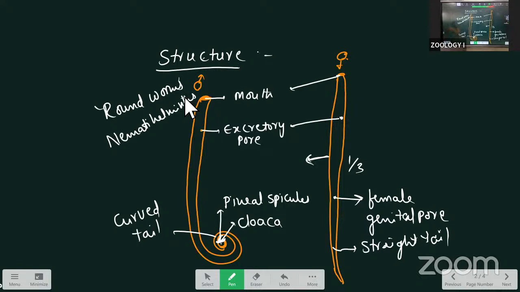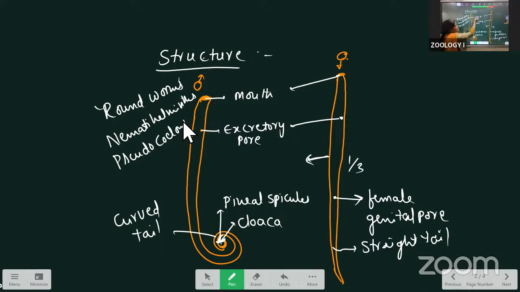These are pseudocoelomates, and the sexual dimorphism is distinct. Male and female worms are different. The common features are that they are cylindrical in shape, and at the anterior side the mouth is present. The mouth is covered by 3 chitinous lips, and the excretory pore is present. Both of them are near the mouth, on the ventral side.